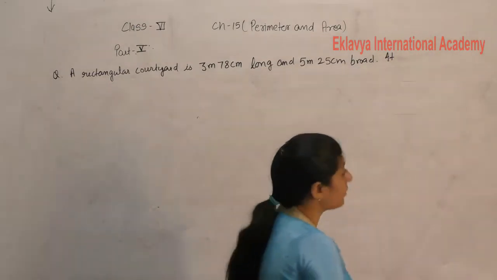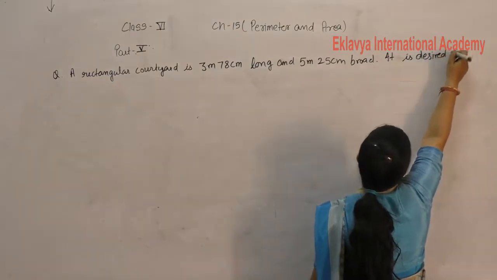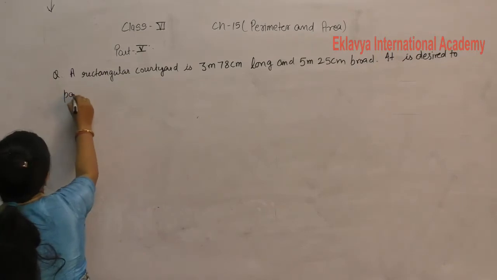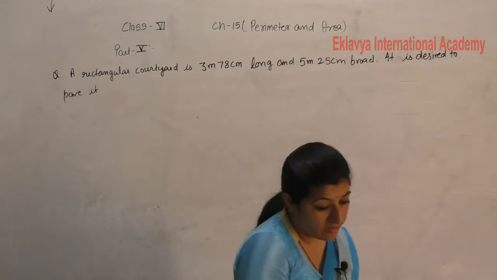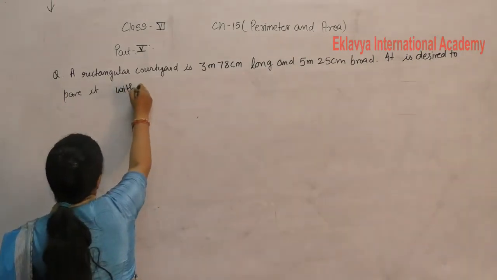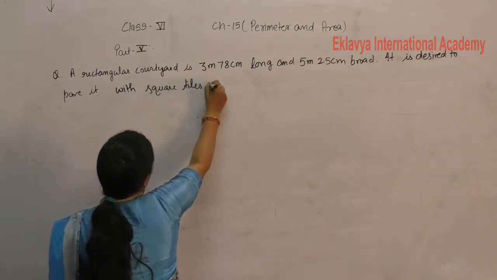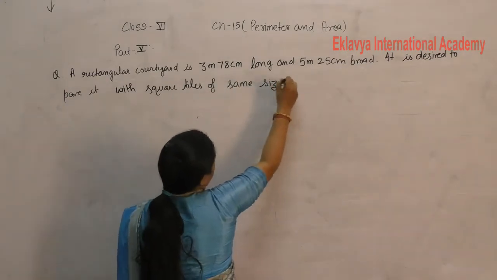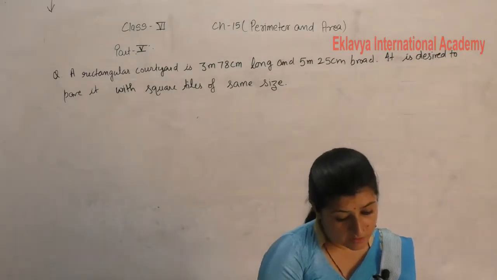It is desired to pave it with square tiles of the same size. What is the largest size of the tile?